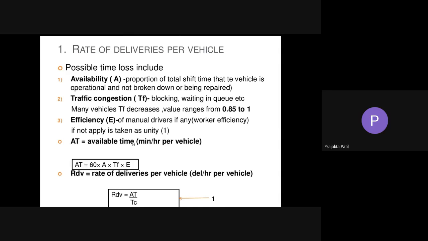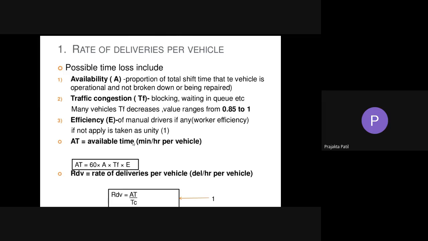Next is the efficiency of manual drivers, if any. If not applicable, then you have to take the efficiency as 1. Only if it is specified to take a certain efficiency, you take whatever is given in the problem statement, or else you can assume it to be 100% and take the value as unity, that is 1. Next, how will you calculate the available time? So the available time is in minutes per hour per vehicle.